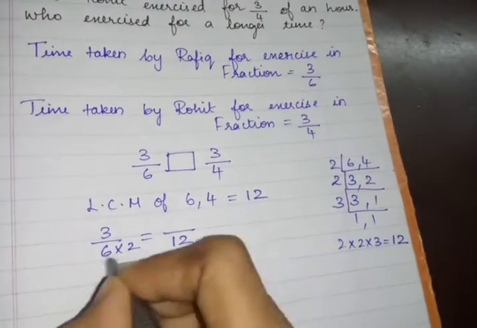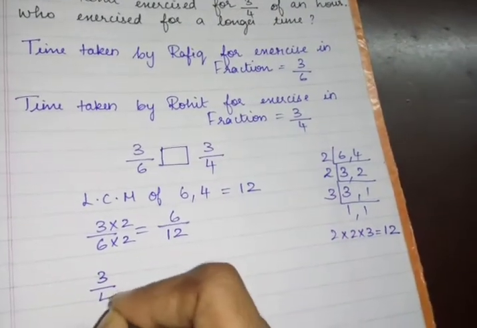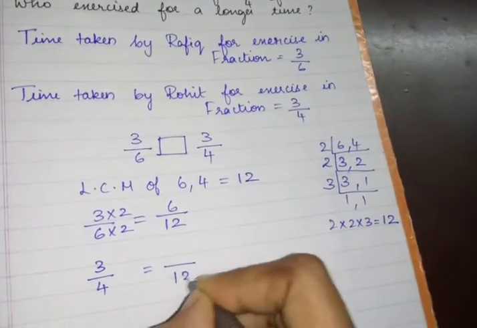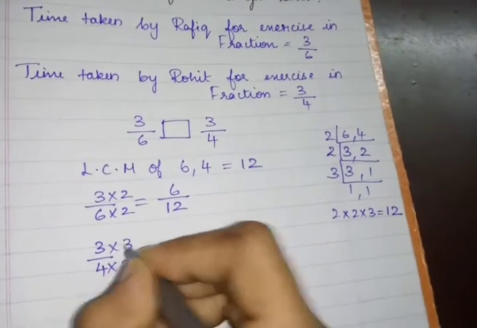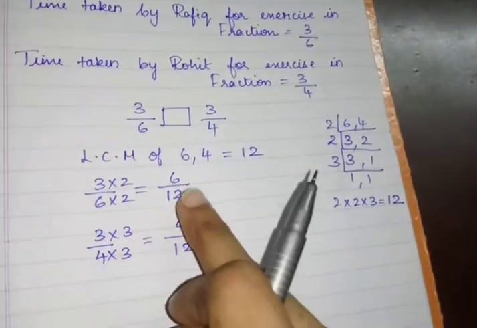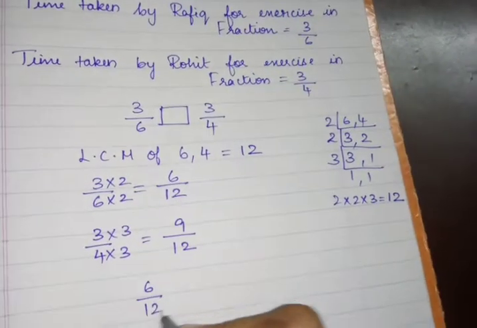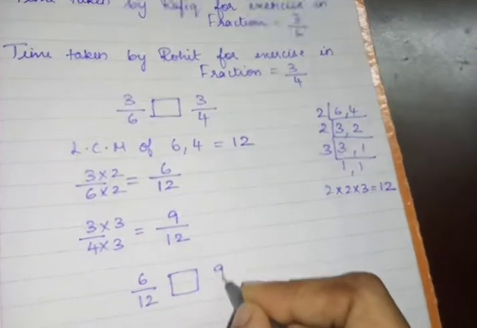Okay. So 6 2s are 12, 3 2s are 6. So 3 by 4, I have to convert it to denominator 12. So 4 3s are 12, so 3 3s are 9. Okay. So instead of 3 by 6, I am writing 6 by 12. Then instead of 3 by 4, I am writing 9 by 12.